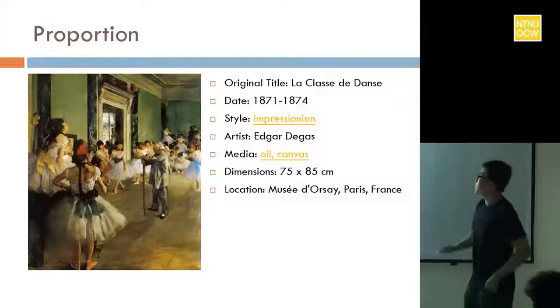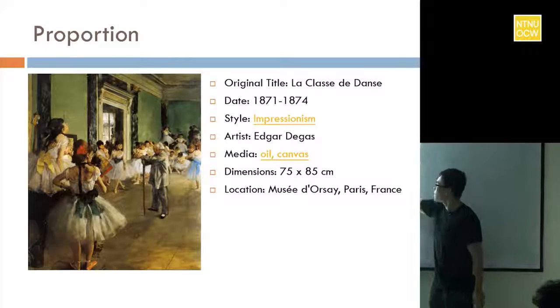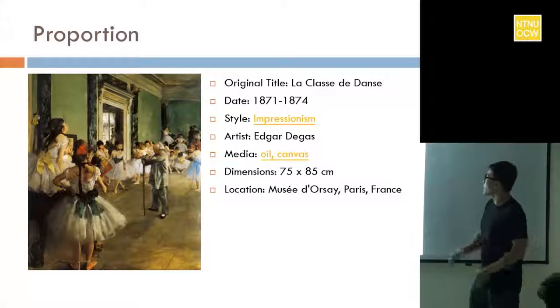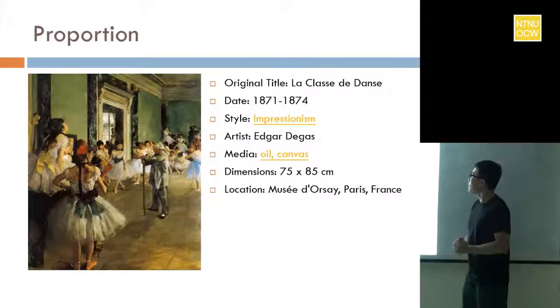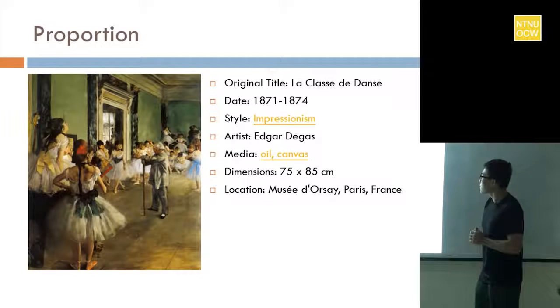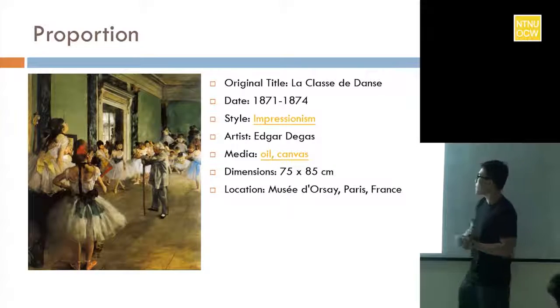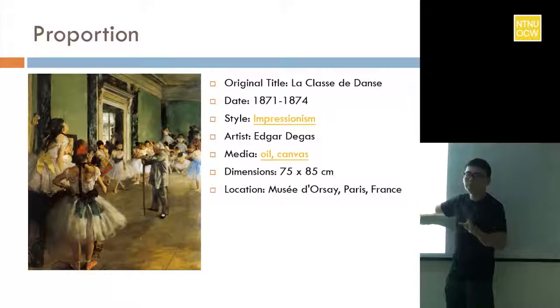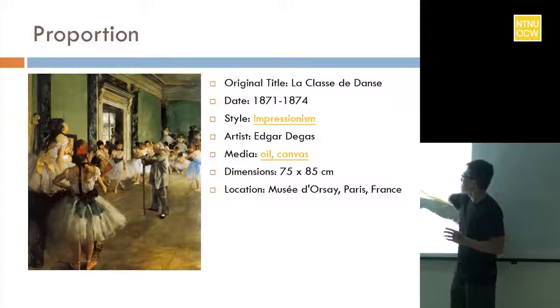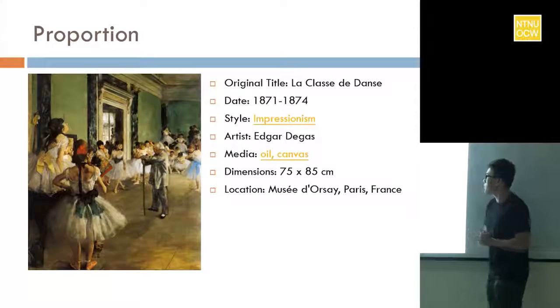Okay, next. And now we're going to talk about proportion. So as we can see, this is a picture named the Dance Class, which was painted from 1871 to 1874, and the artist is Edgar Degas. This is painted with oil paints, and as we can see, there are three different perspectives in this picture: the foreground, middle ground, and the background. Okay, next.